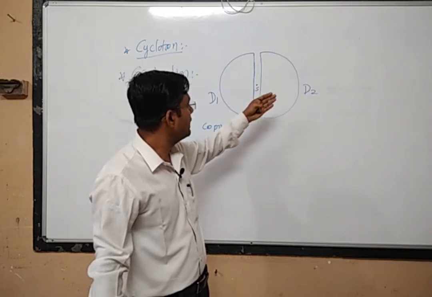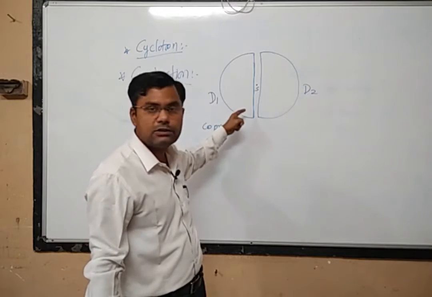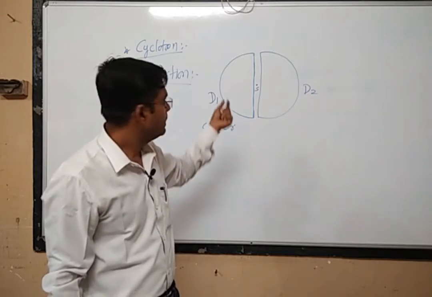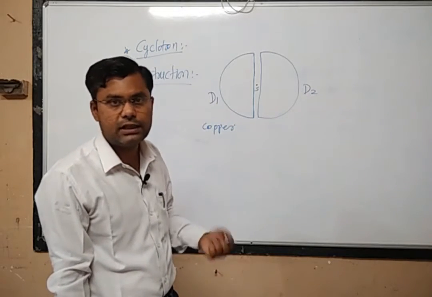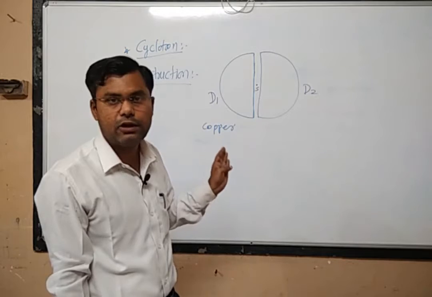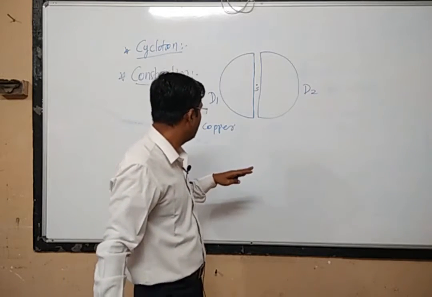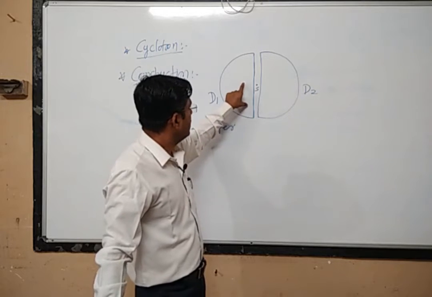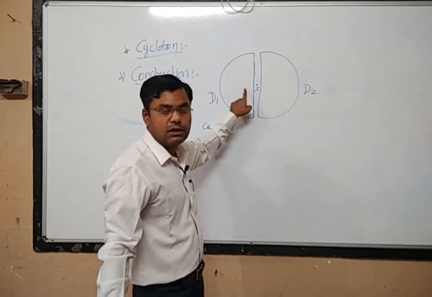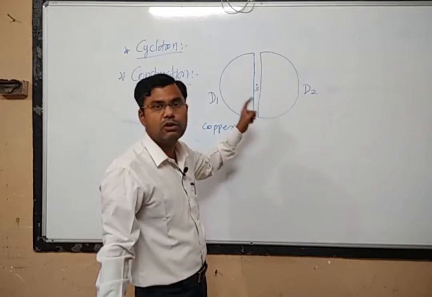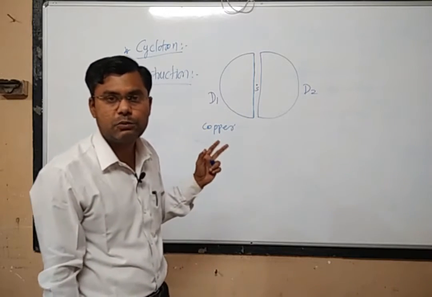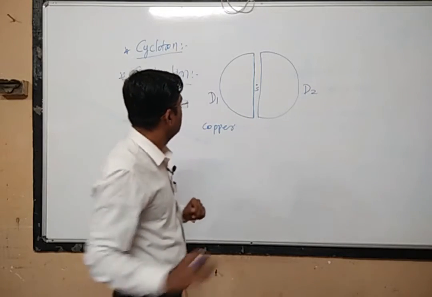If we impose a magnetic field and this material is of magnetic type, then what will happen? This material will interact with the external magnetic field and we will have different kinds of effects. So in order to avoid those effects, the precaution we have to take is that whatever material we use for fabricating these D's, it should be of non-magnetic type.